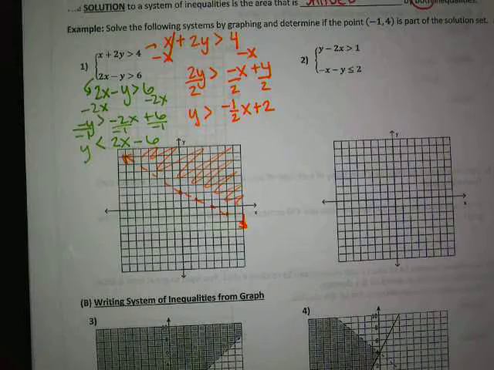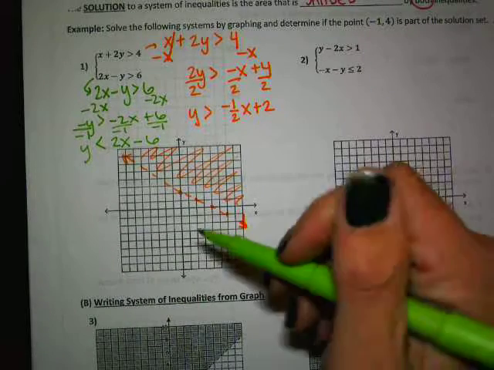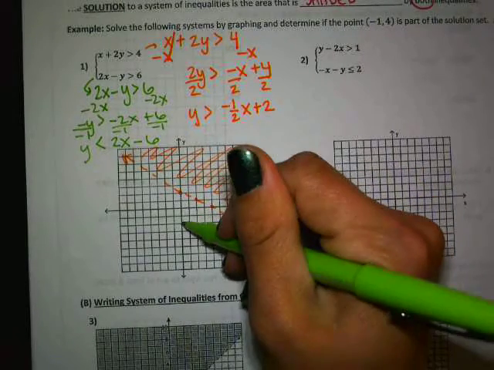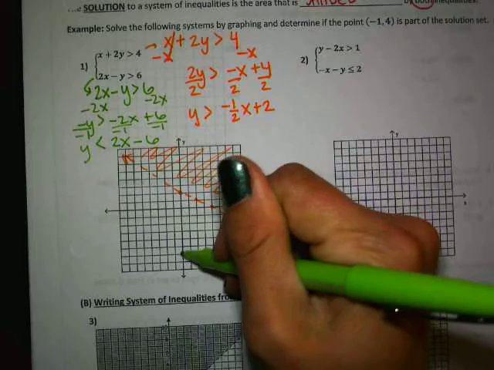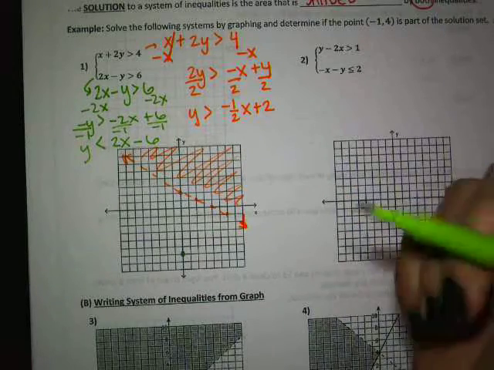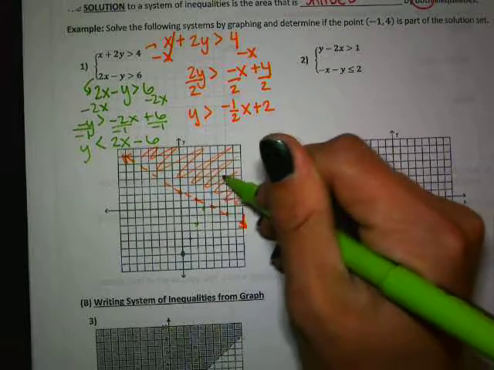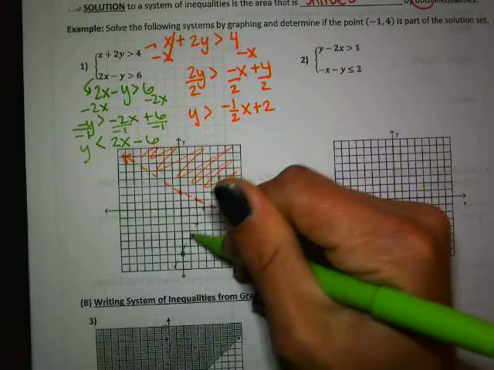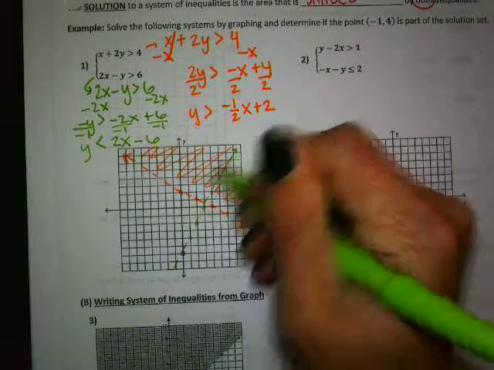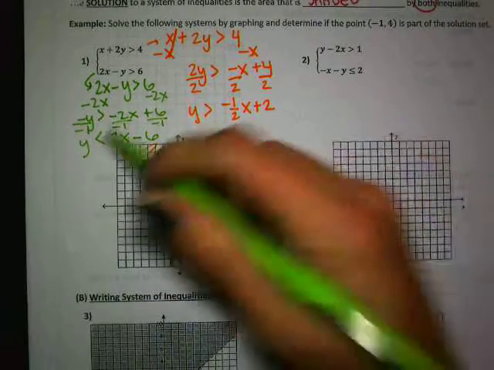Okay, so where's my y-intercept? Negative 6. And what's my slope? Up 2 over 1. Solid or dotted line? Dotted. And shading above or below? Below, because it's less than.